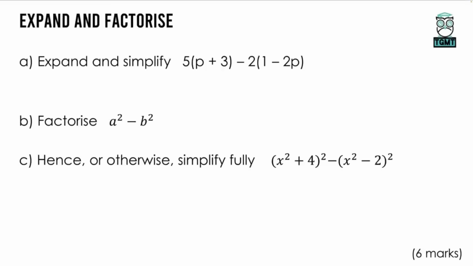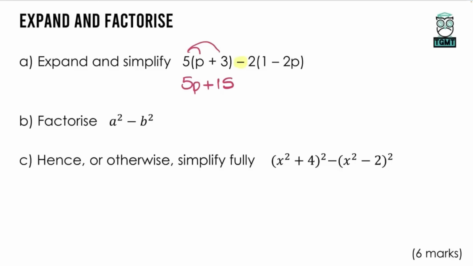Okay, so looking at some expanding and factorising. Now here we have 2 sets of single brackets to expand. We just need to be really careful on this one as we have got a subtraction there in the middle. So for the first bracket, we have a nice expansion, just multiplying those by 5. So that'd be 5p plus, and then we have 15.